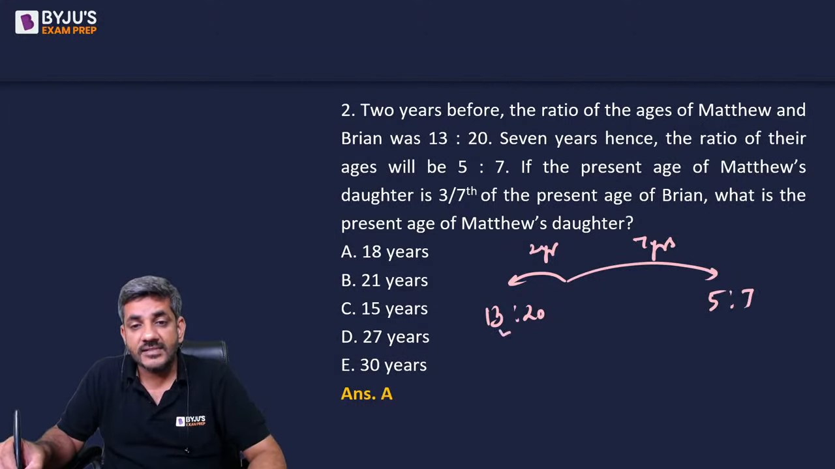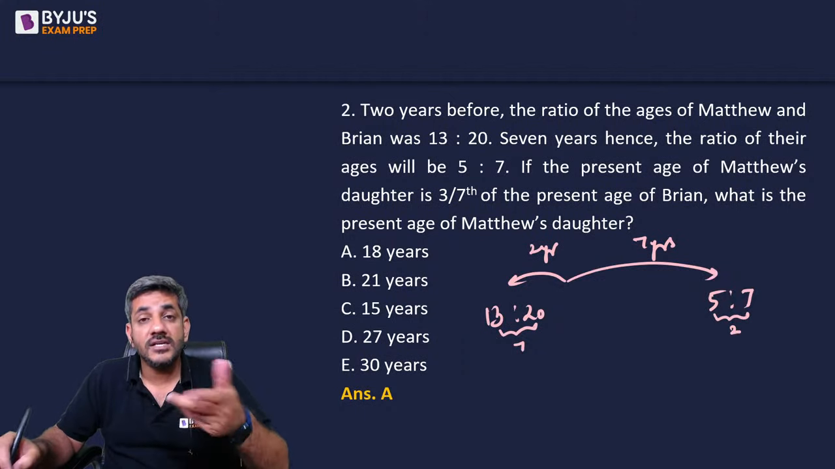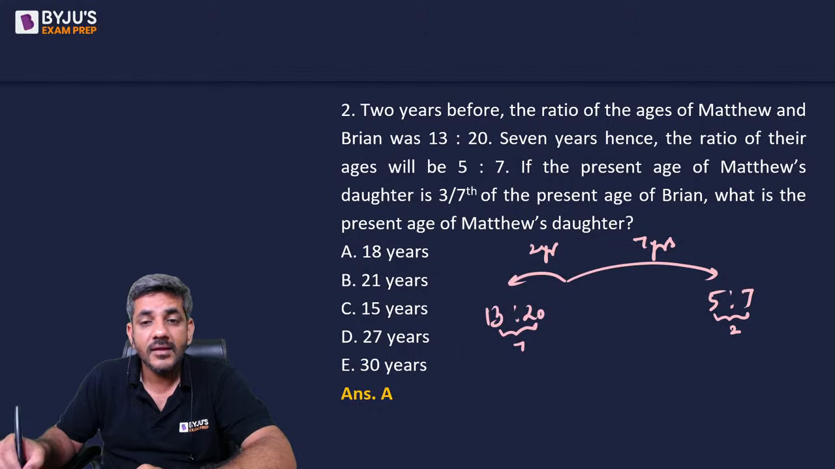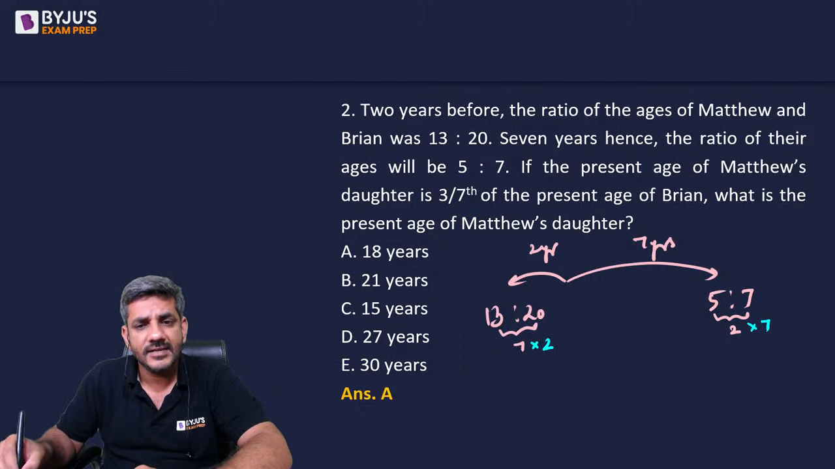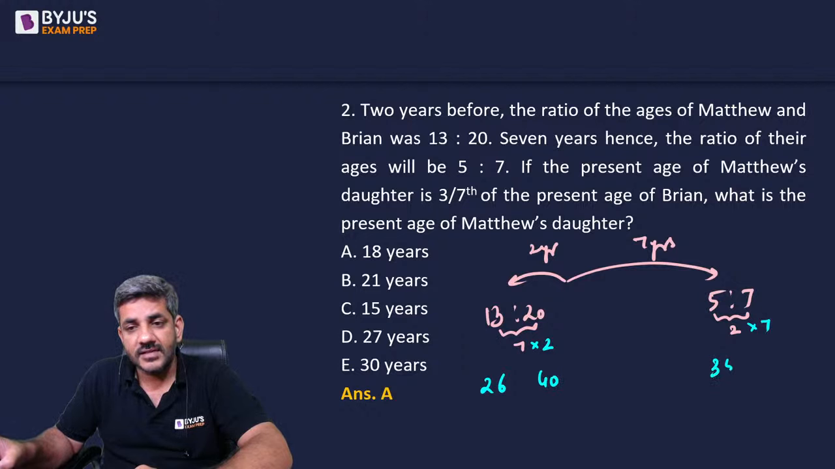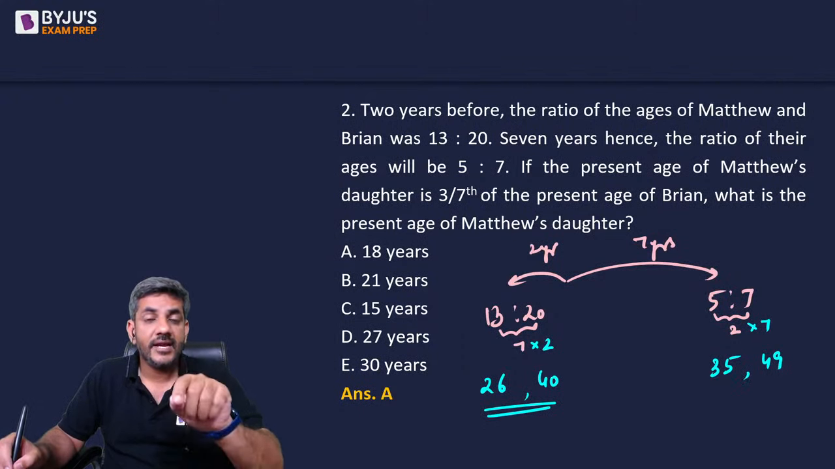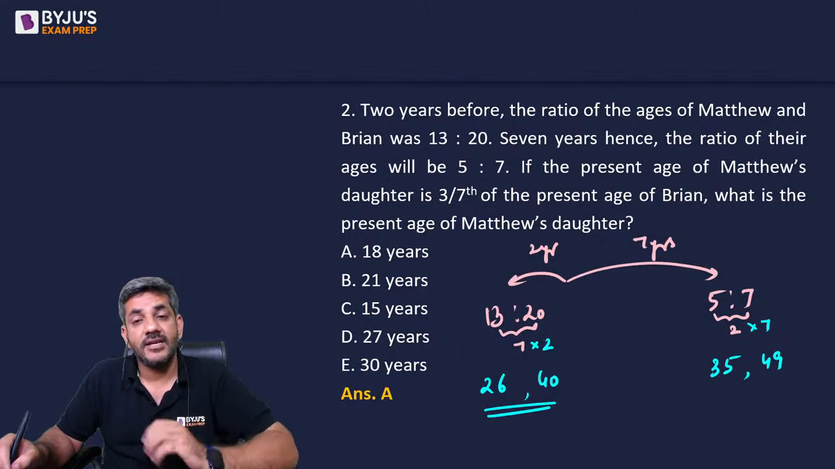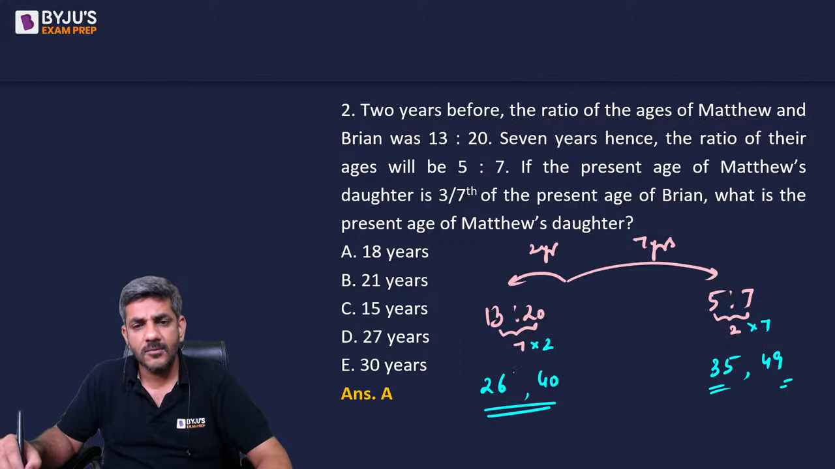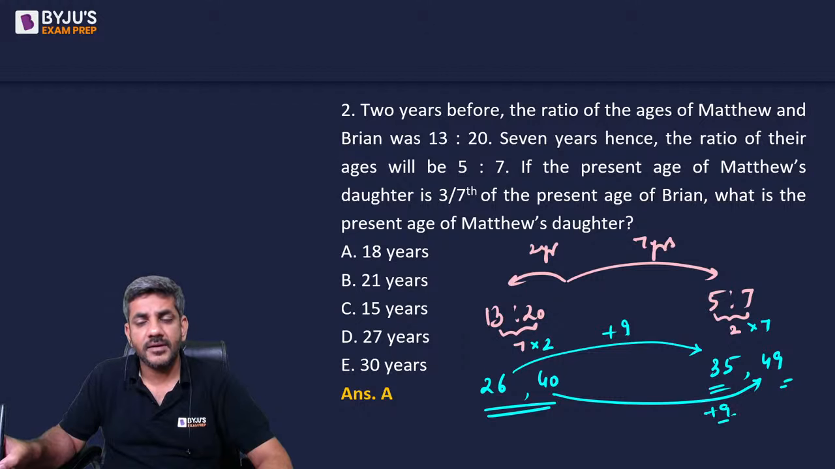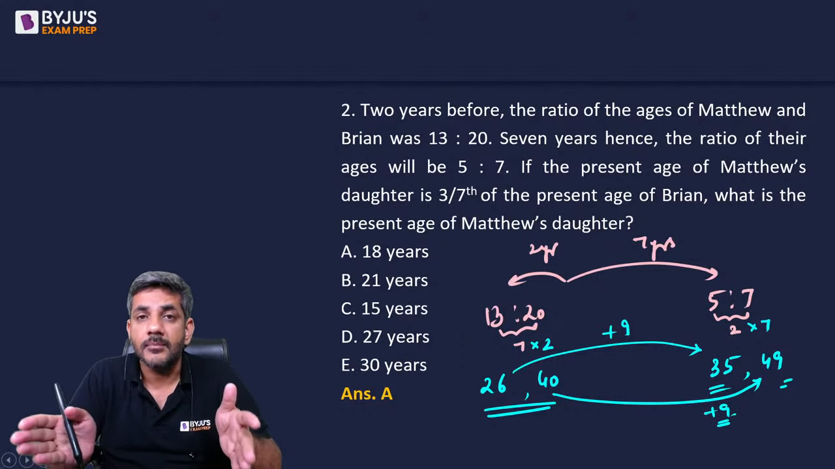So the difference here I see is equal to 7. But the difference here that I see is equal to 2. I want the difference to be same. So how can I make the difference same? Can I just multiply this ratio by 2 and this ratio by 7? They both will give you the same difference. Try it. It would become 26 and 40. It would become 7 fives are 35 and 49. If the ages of two people were 26 and 40 years back, after 9 years, their ages would become 35 and 49. See now that 26 after 9 years becomes 35 and 40 after 9 years becomes 49. When the differences are made same, you immediately get the answer.